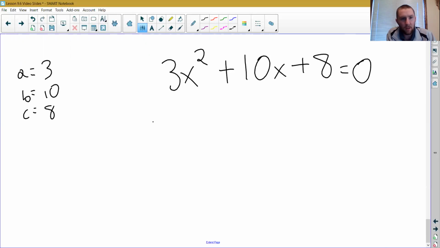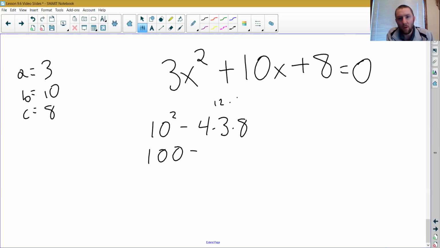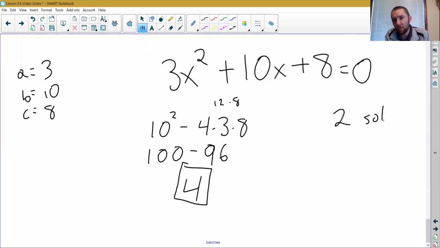So when I calculate the discriminant, I have to do 10 squared minus 4 times 3 times 8. Well, 10 squared is 100, minus 4 times 3 is 12, 12 times 8, I think, is 96. Right? 100 minus 96 is 4. So I have a positive number. So I know for sure that I'm going to have two solutions.